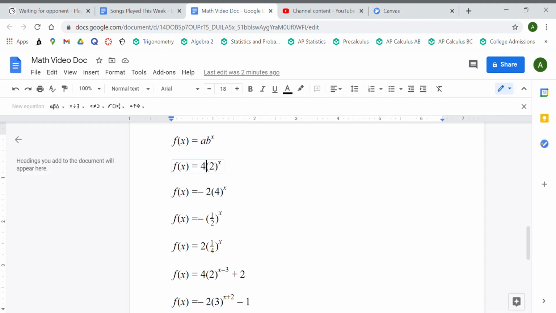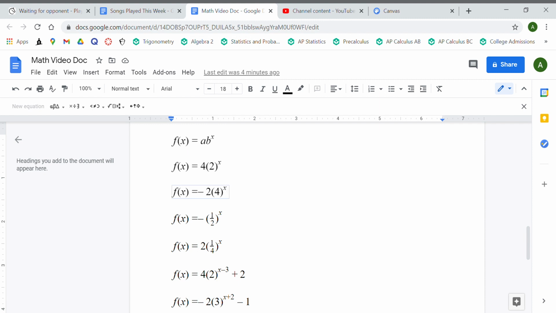Alright, that was easy. Now I want you to try this one. Try -2 times 4 to the power of x. See if you notice anything different about this graph when you graph it. Okay? So pause the video and try to graph this yourself. Then come back when you're finished.